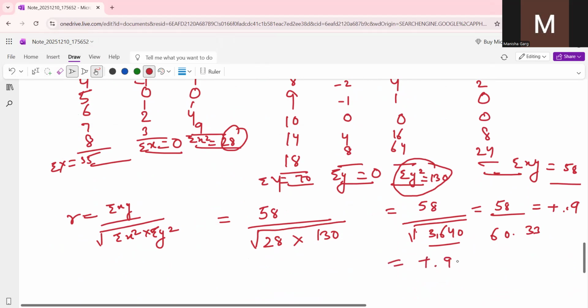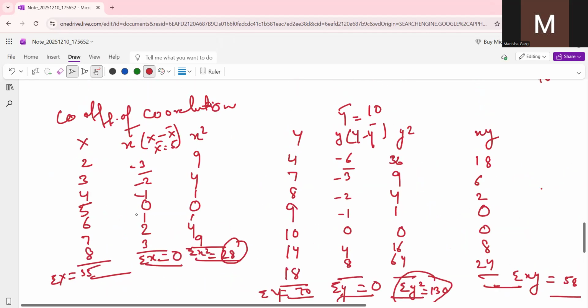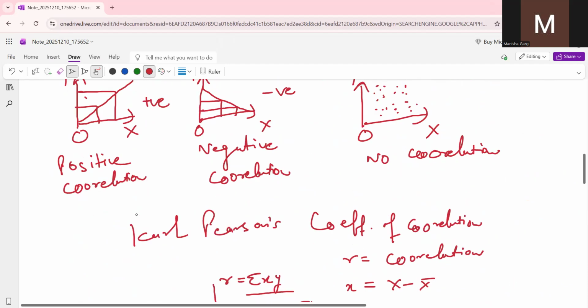Positive 0.96. This is our answer. So what it says is that these two variables, x series and y series, are highly positively correlated. Okay, I hope you have cleared this question.